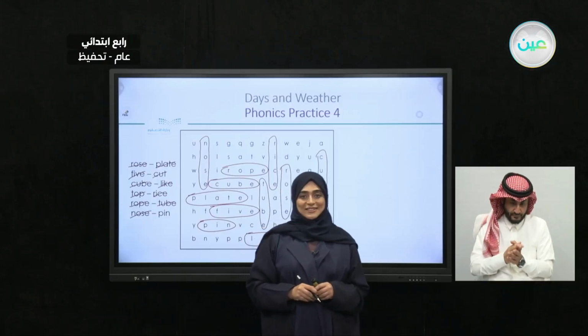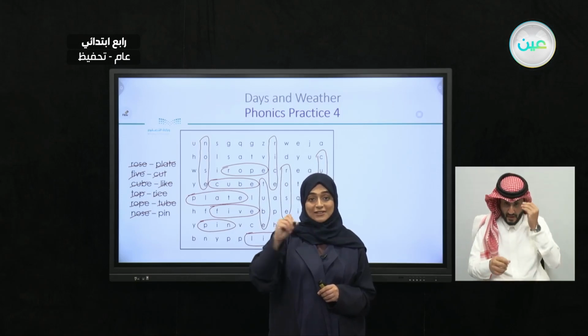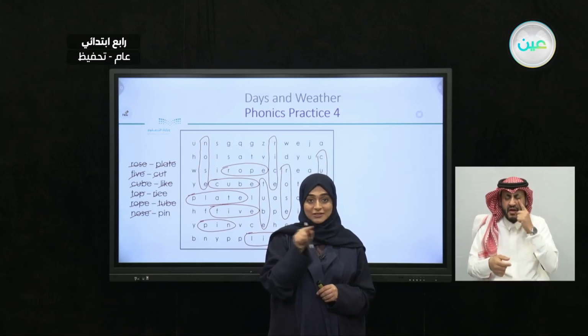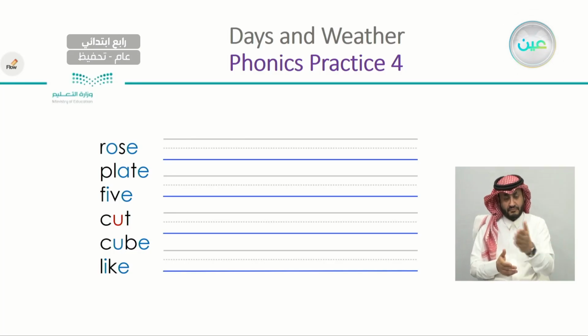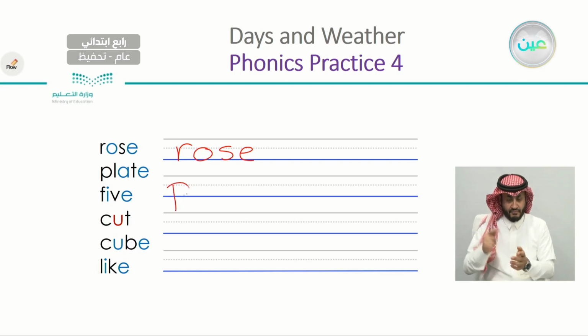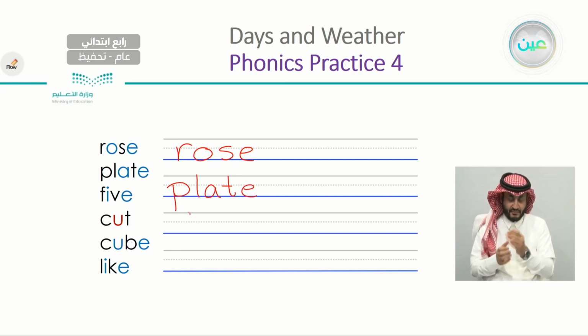So, how was it? Was it fun? I bet now you can read the word and even write it correctly because you were looking for the word with the right letters, right? Okay. Now let's write them together. In your book, I'll write them over here. First word is rose, R-O-S-E. Next is plate, P-L-A-T-E. 5, excellent, 5. Cut with a short U, cut.